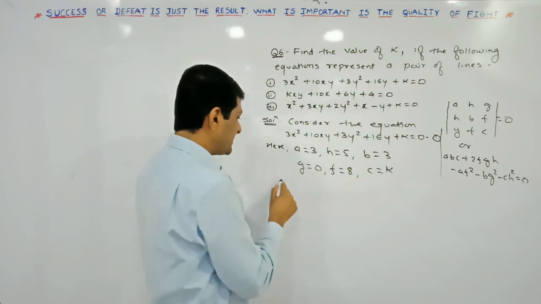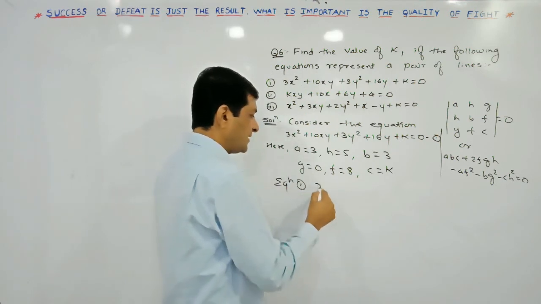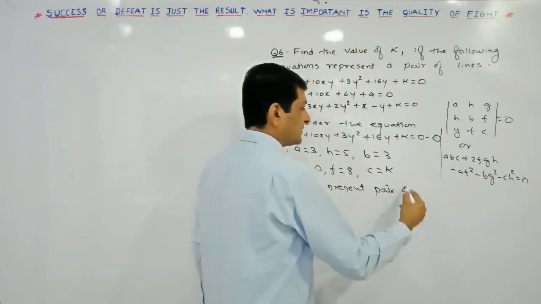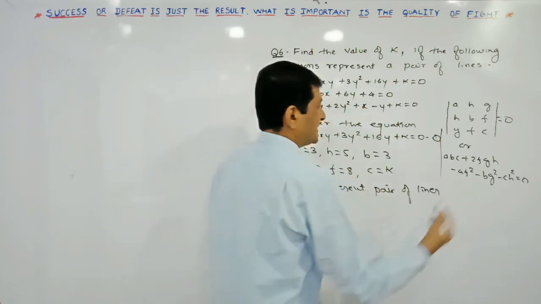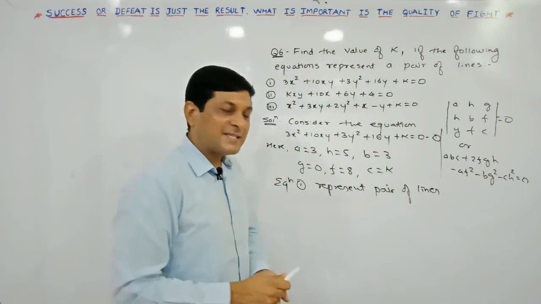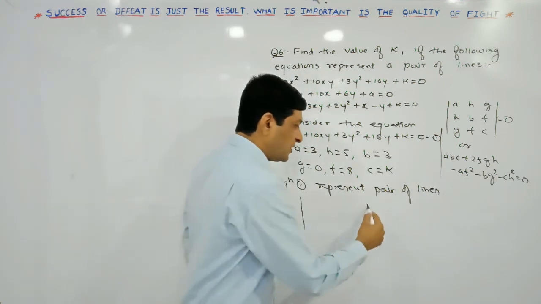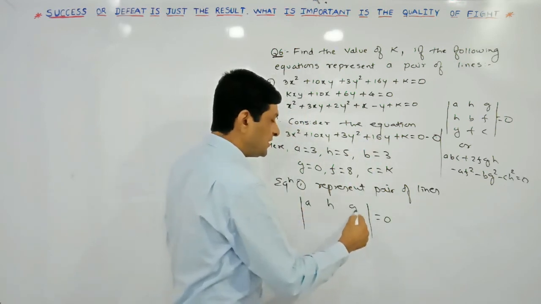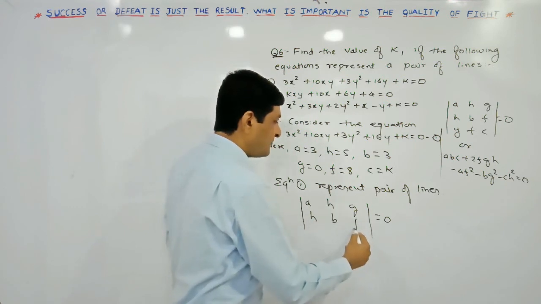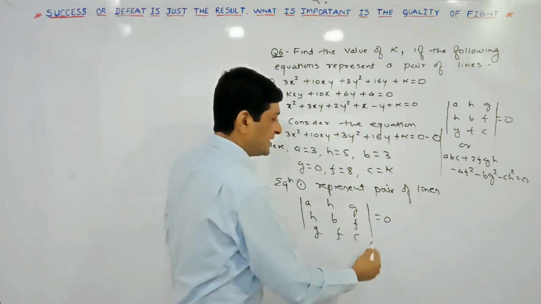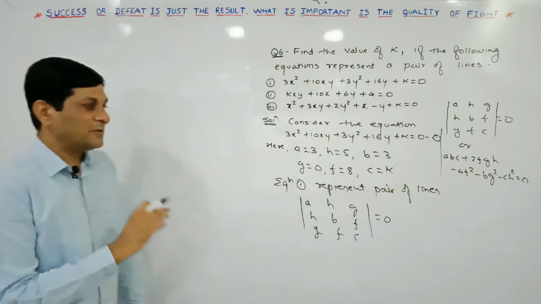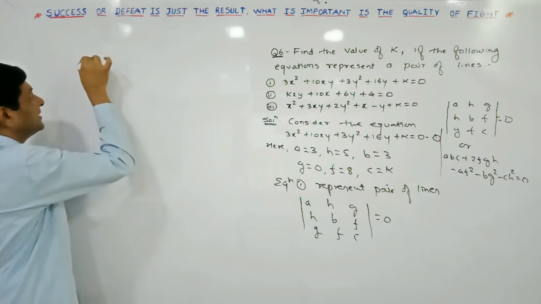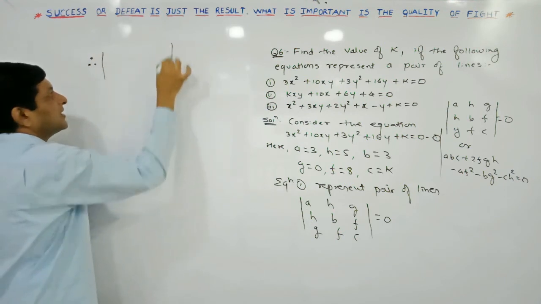It is given to us that equation first represents a pair of lines. That's why we can say that the value of the determinant will be equal to 0, where the elements of the determinant are a, h, g, h, b, f, g, f, c. Now the remaining part is just to substitute the values of a, b, c and h, g, f, and simplifying this determinant we try to find our required unknown value.